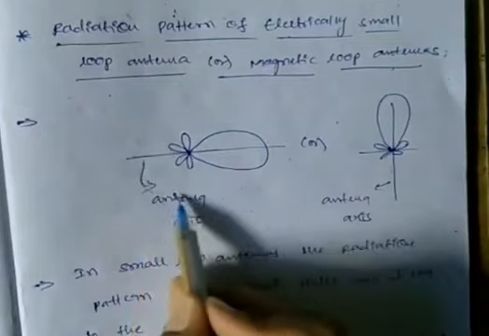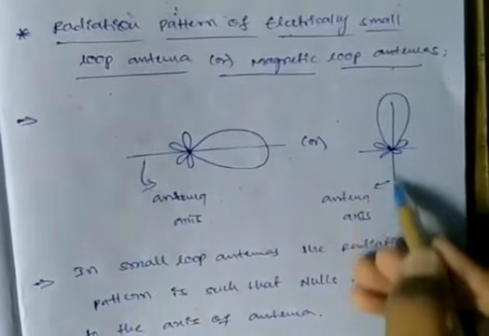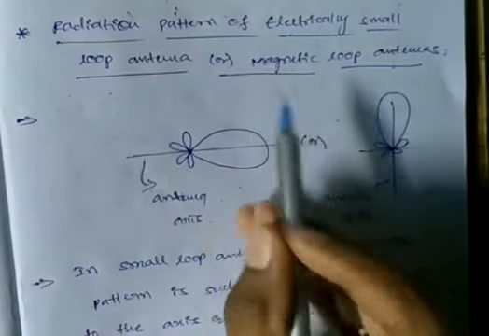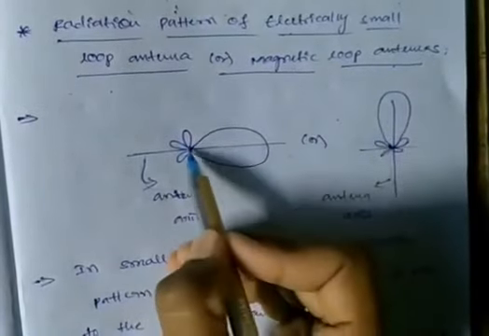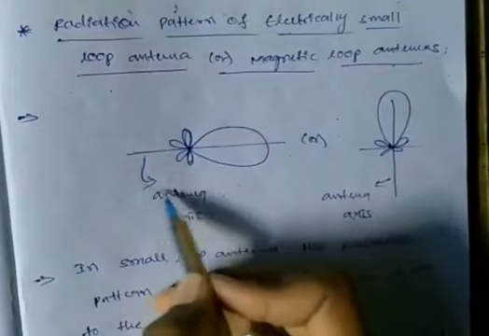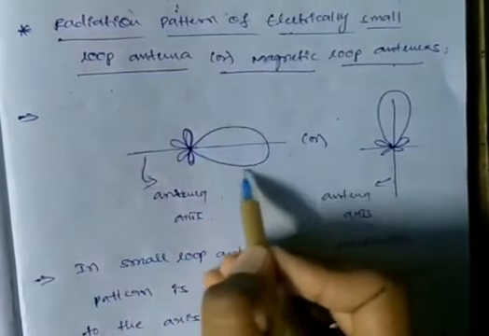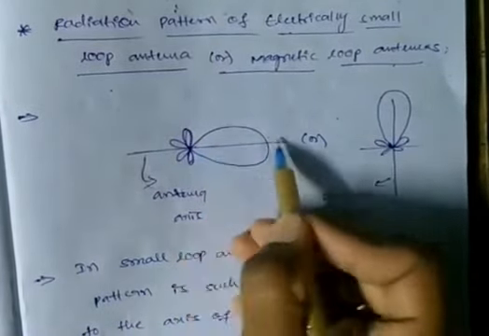See here, this one is the antenna axis and this is also the antenna axis. In this electrically small loop antenna, two nulls exist. Those two nulls are perpendicular to the antenna axis, and the major lobe is in the direction of the antenna axis.